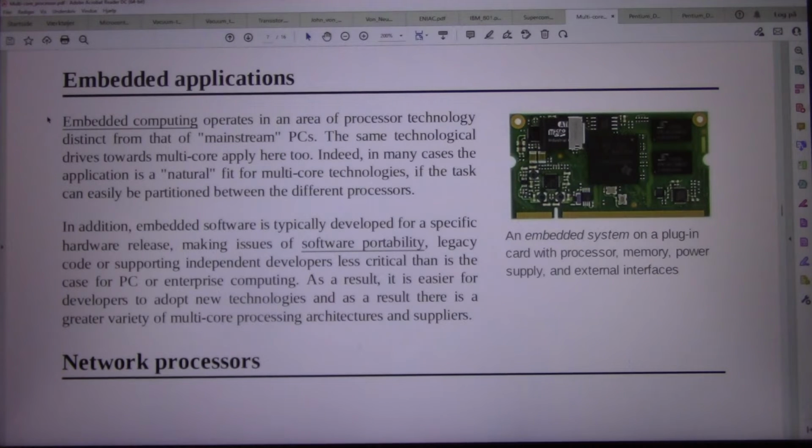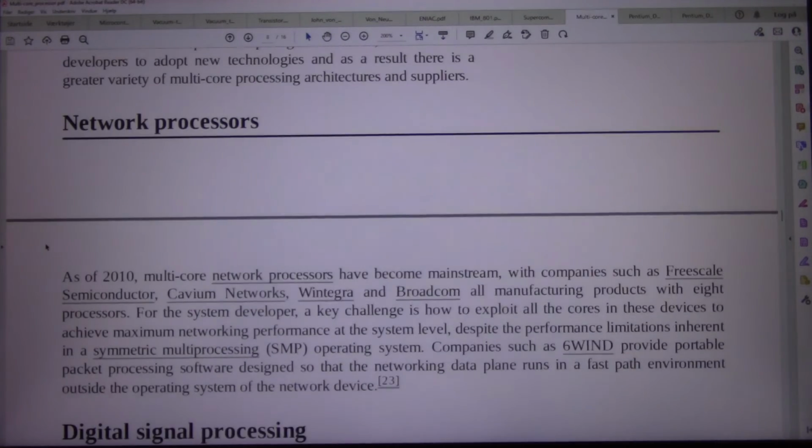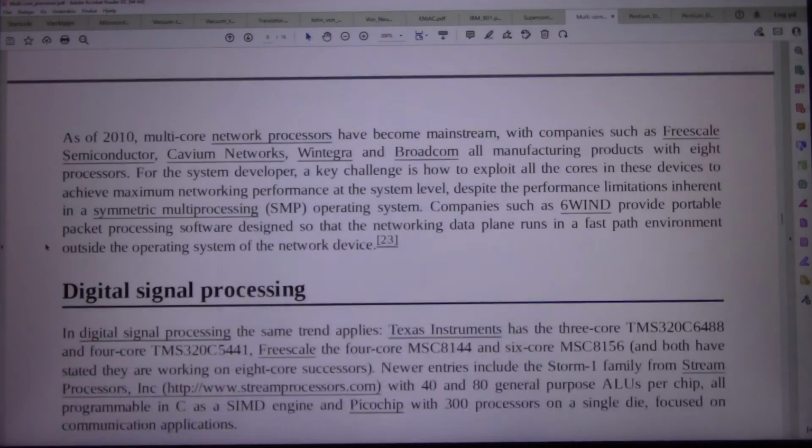between the different processors. In addition, embedded software is typically developed for a specific hardware release, making software portability, legacy code or supporting independent developers less critical than is the case for PC or enterprise computing. As a result, it is easier for developers to adopt new technologies, and as a result there is a greater variety of multi-core processing architectures and suppliers. Network processors.